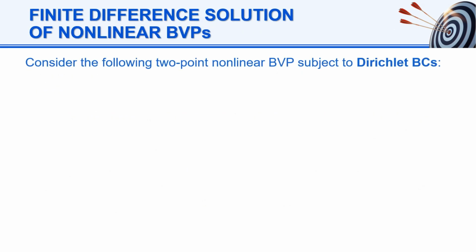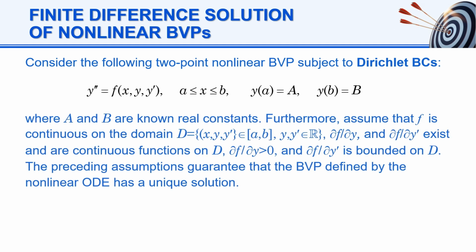Consider the following two-point nonlinear boundary value problem subject to Dirichlet boundary conditions, where A and B are known real constants. Furthermore, assume that f is continuous on the domain D, where x, y, y prime are real in the solution interval, and the partial derivatives with respect to y and y prime exist and are continuous functions on D.